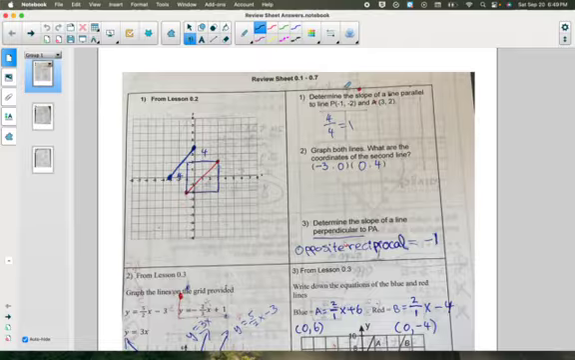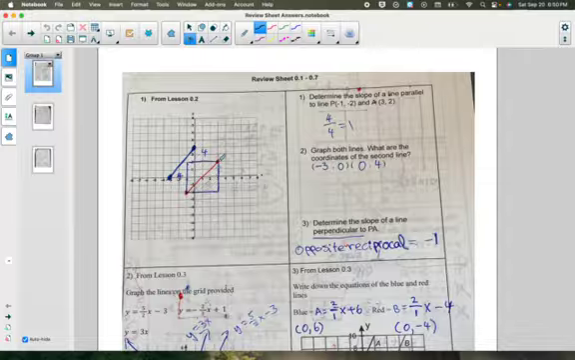Determine the slope of a line parallel to the line through (-1, -2) and (3, 2). First, what I want you to do is dot (-1, -2). Go to the left-hand side, -1, and down 2 for the first point, okay? Then you're going to dot (3, 2). Go over to the right 3 spaces, okay? And then up 2, and you get the other point, (3, 2).